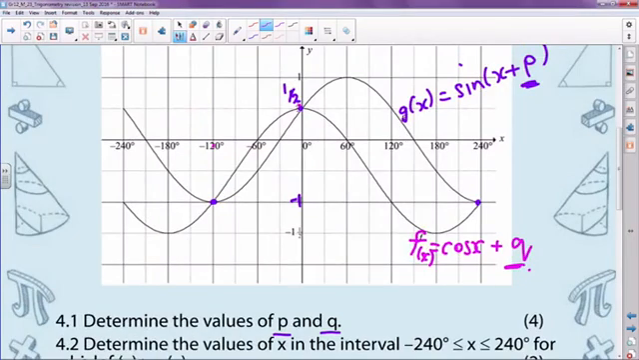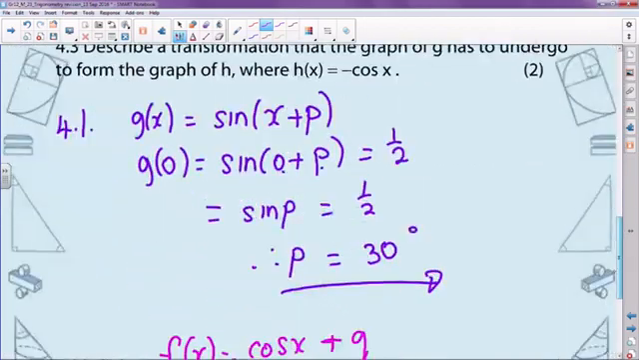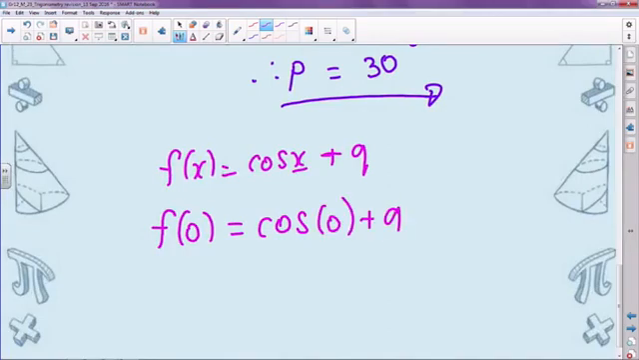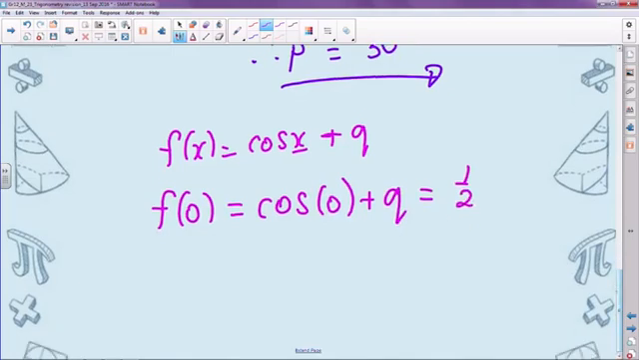If you wanted to, you could use that point as well, or the point 240 degrees and minus 1. I'm going to use 0 and a half, it's more convenient. So in place of x, I'm substituting 0. And that means that my output value should be a half. My function value is a half. And I'm simply going to solve for q.